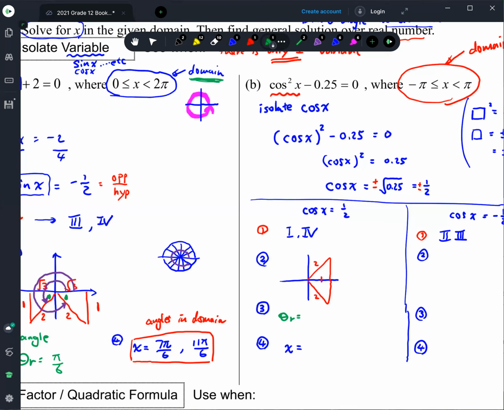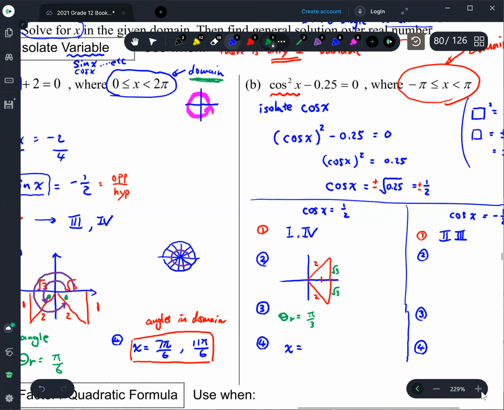Okay, CZ, do you have the reference angle yet? Pi over 3. Yeah, very good. Okay, pi over 3. So we have root 3 as the opposite side, right? Root 3 is the longer side, then it will be the bigger reference angle. Okay, pi over 3. Please raise your hand if you have the x for the positive side.